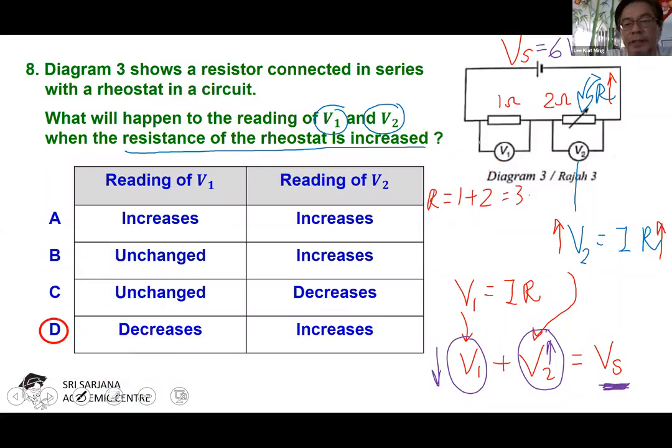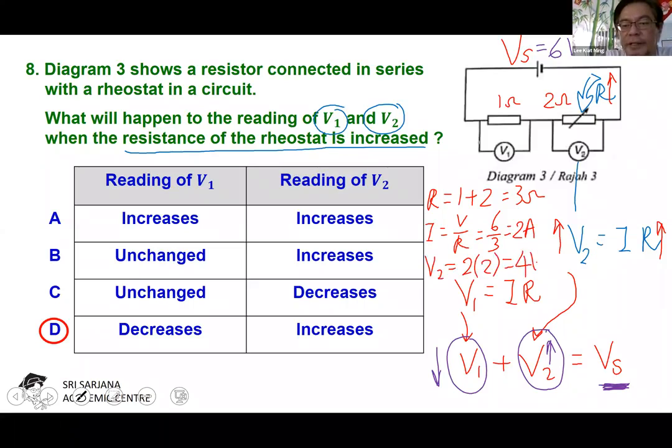Right? And then we're going to find the current. Current is going to be V over R, which is 6 over 3, so it becomes 2 ampere. Now I'm going to calculate V2. V2 equals IR. My I is 2 and my R is also 2, so I'm going to get 4 volt. Done.